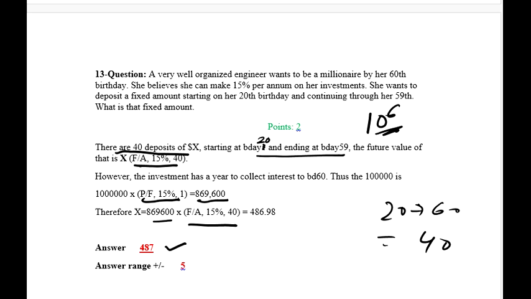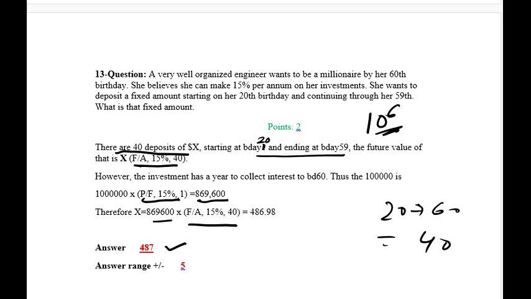So let the deposit amount be X dollars, starting at the 20th birthday and ending at the 59th birthday for the future value, and it can be given as X times F/A, 15%, 40. However, only at the 60th birthday can she get a million. So a million times P/F, 15%, and the difference between 60 and 59 is 1, so the n value is 1 here, and you'll get the value as 869,600. Now this is your annual value for each year.